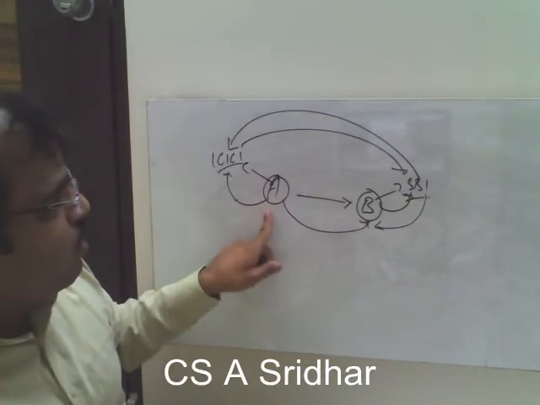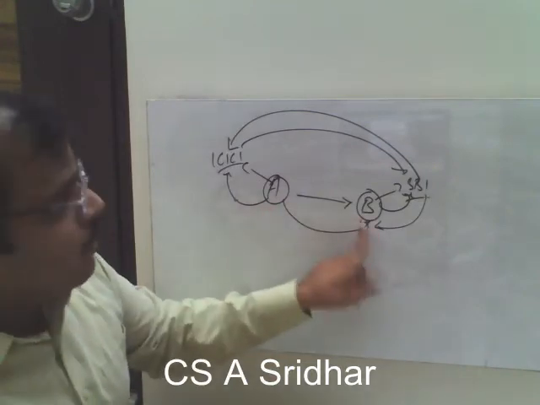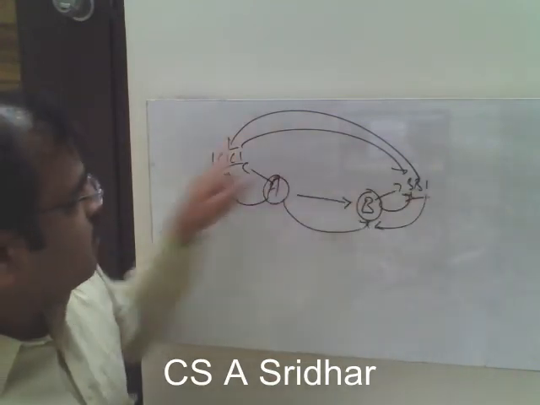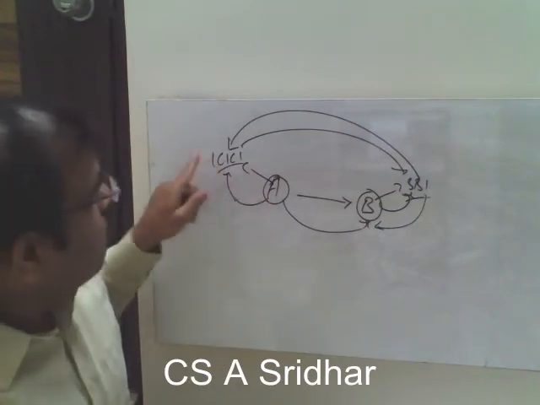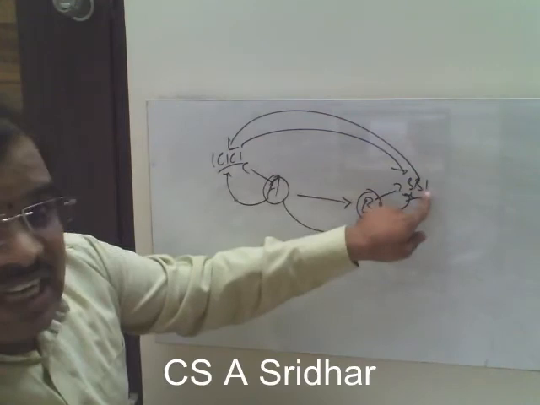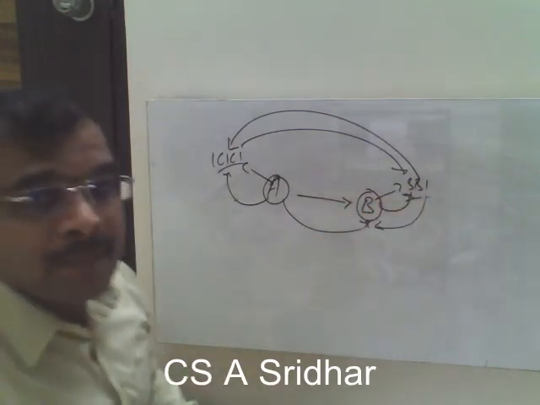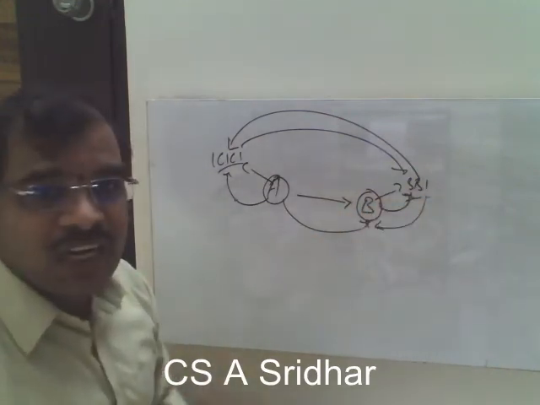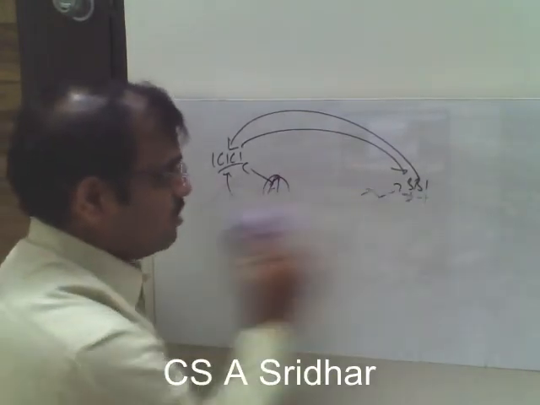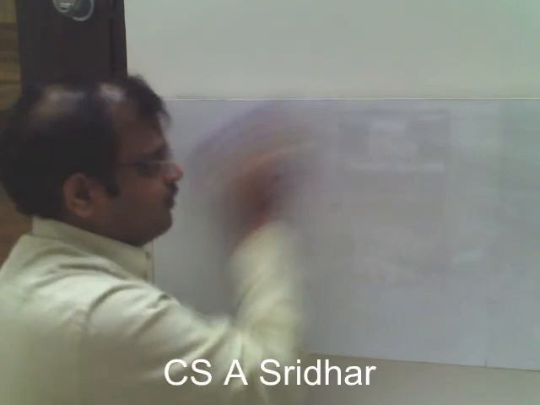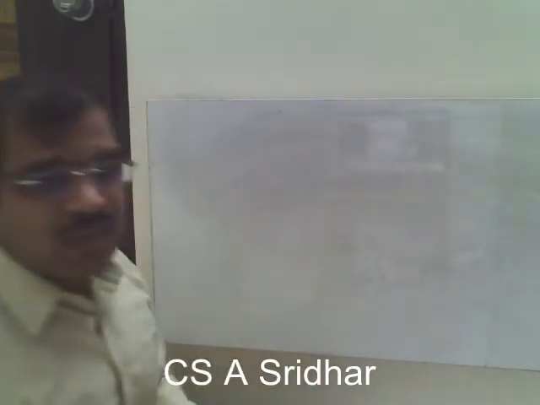So the check is moving from A to B, B to SBI, SBI to ICICI Bank. Then the amount is debited, and ICICI Bank deposits the amount with SBI, and from SBI to B. Here we are looking at only a single transaction, at the micro level. Suppose you observe at the macro level.